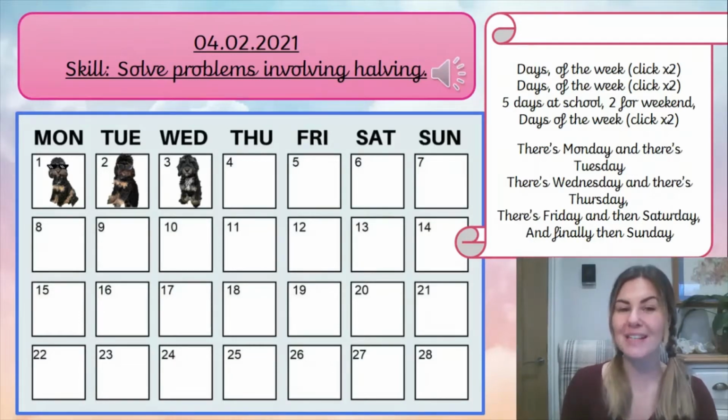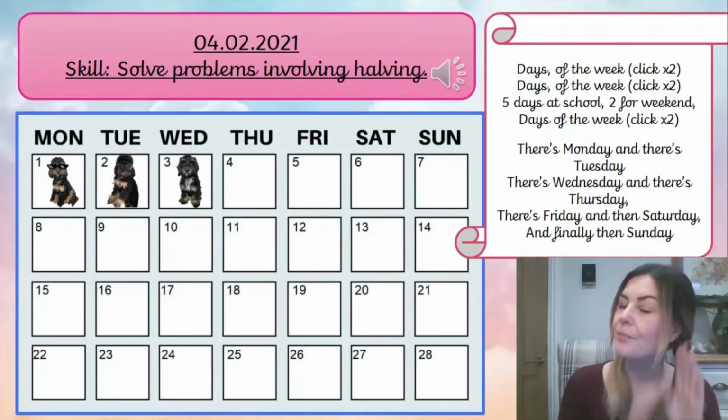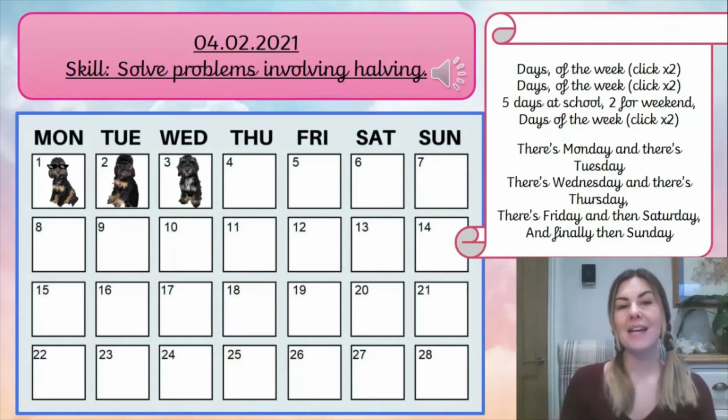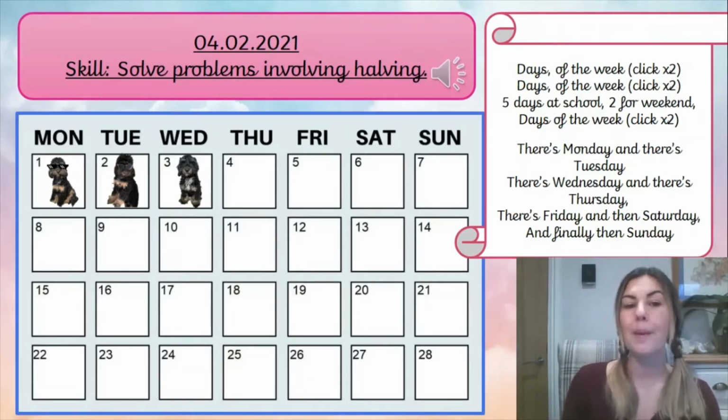Let's go through the date together. If yesterday was Wednesday, today is Thursday. If yesterday was the 3rd, today is the 4th. Today is Thursday, the 4th of February 2021. Point to on your calendar where today is. There we are, Thursday, the 4th of February.